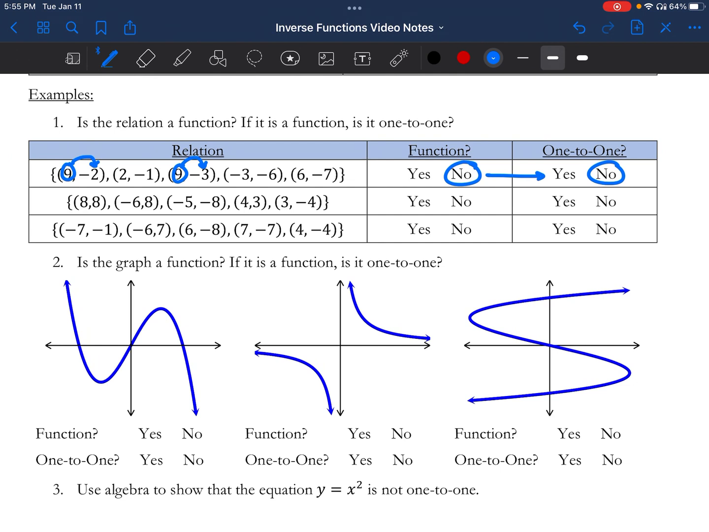Now I'm going to look at the next one. The next one, if I check out all my x values, I have 8, I have -6, I have -5, I have 4, and I have 3. So no x values are repeating. They're not going to any different y values, so I know that's going to be a function.